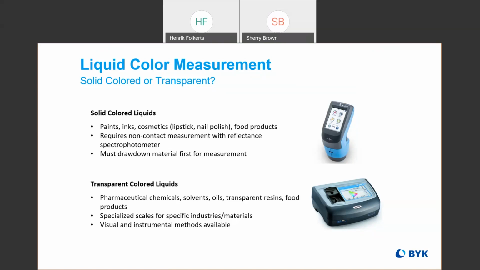And the other category is transparent colored liquids, which can include things like pharmaceutical chemicals, solvents, oils, transparent resins, and again, some food products. There are a number of specialized scales specifically for certain industries and for certain types of materials. And there are both visual and instrumental methods available for measuring the color of transparent liquids.